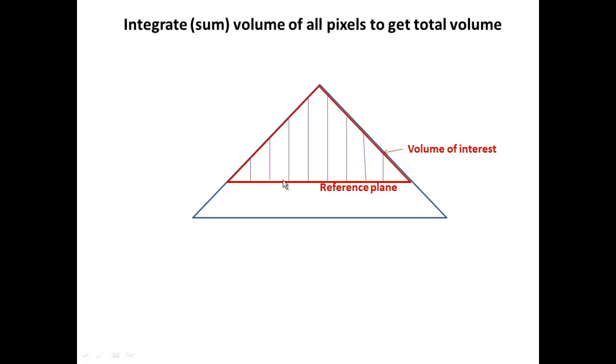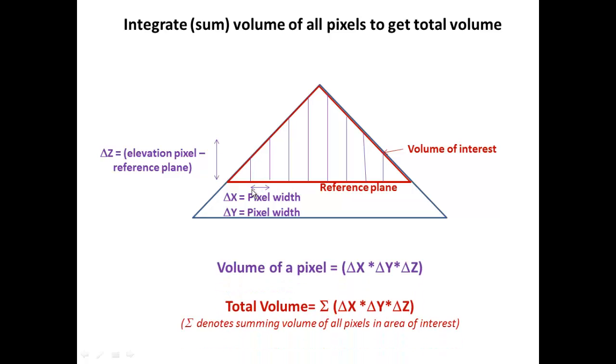And to do that, of course, we know that the area of the pixel is just given by its width squared, or delta x times delta y. And this change in elevation, or this vertical distance, we'll call delta z, and that's going to be given by the surface elevation of the pixel minus the elevation of the reference plane. So we can think of that as the height of the pixel above the reference plane. So of course the volume of any one pixel then equals delta x by delta y by delta z.